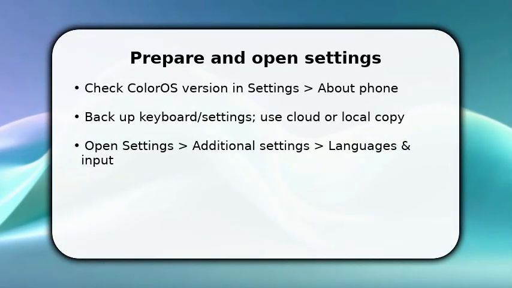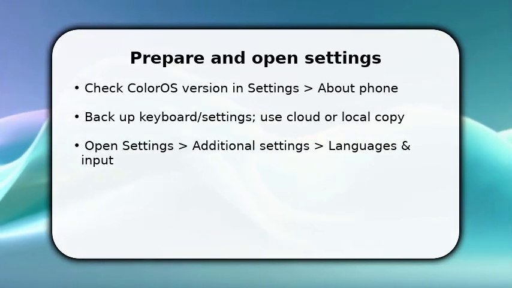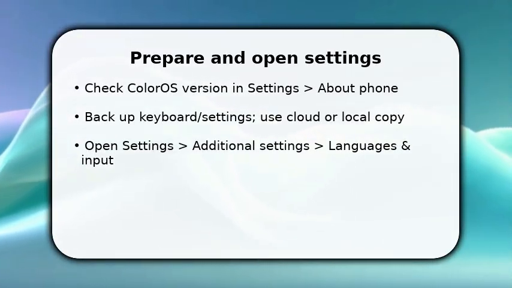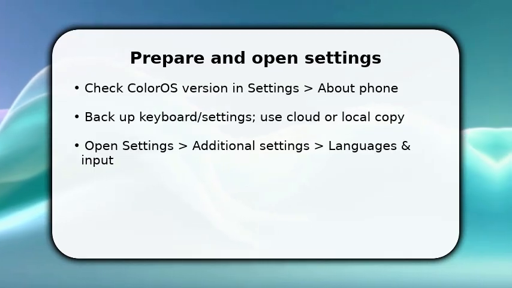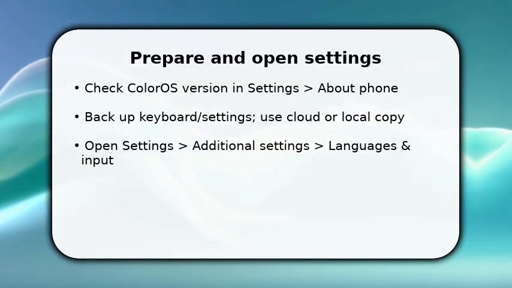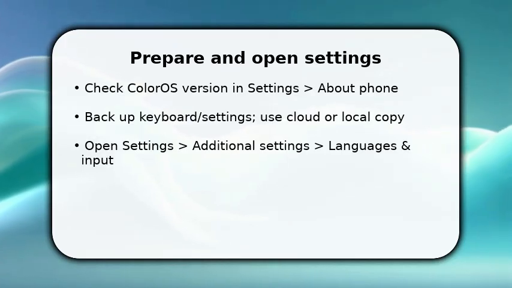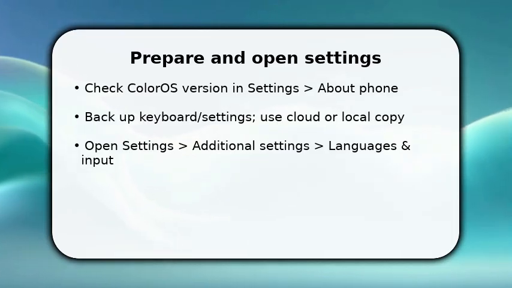You'll start by confirming Color OS and backing up keyboard data so changes are reversible. Open Settings now, then tap Additional Settings and Languages and Input. You're doing this because emojis can depend on system or keyboard rendering. Knowing where they come from saves time.